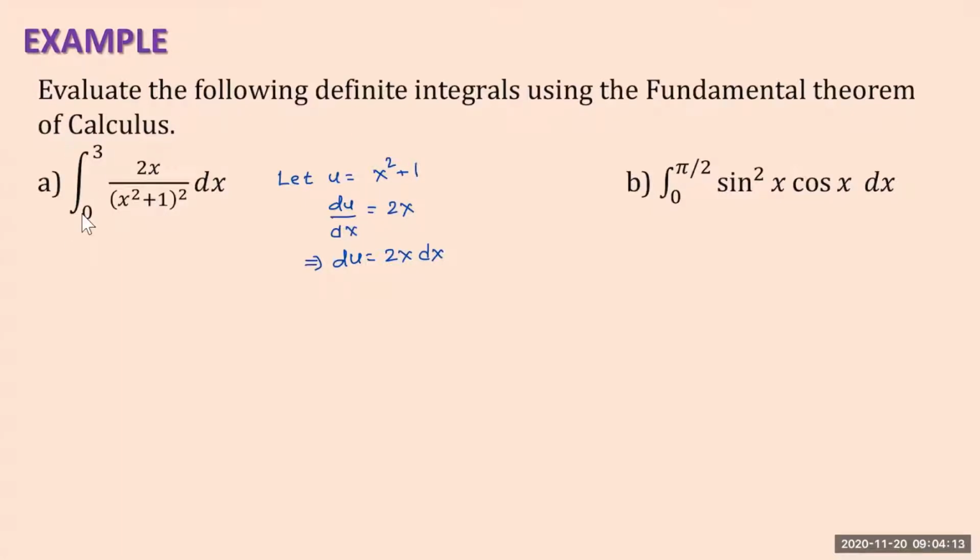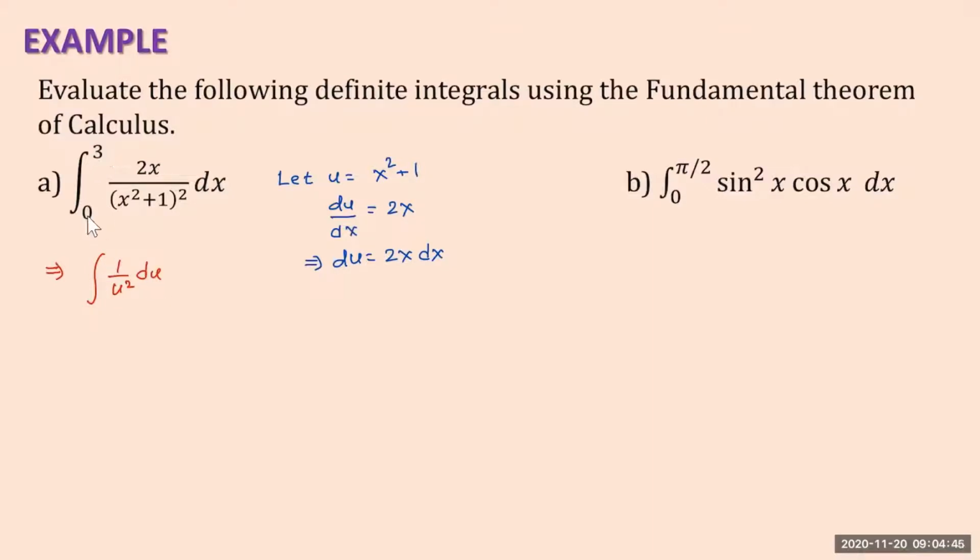Now let's make that substitution over here. In the denominator, we have x squared plus 1, which is u, and that is squared. So in the denominator, we have u squared, or 1 over u squared. And then here we have 2x dx. 2x dx is du. We change the integral given in terms of x to a new integral in terms of u.